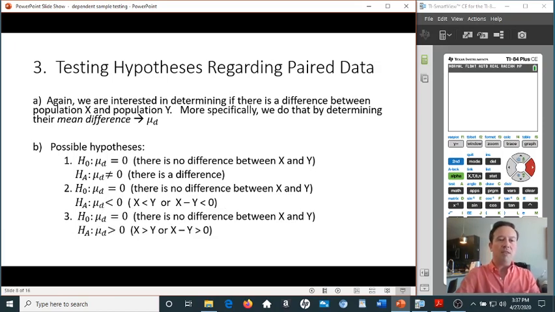All right, and then similarly, for number 3, the null is still the same. It's equal 0. And then here would be that mu D is greater than 0, which means that your data X is, on average, more than data Y. All right, and of course, if you bring Y over, that means X minus Y is greater than 0. So therefore, your difference or your mean difference is greater than 0. Okay?